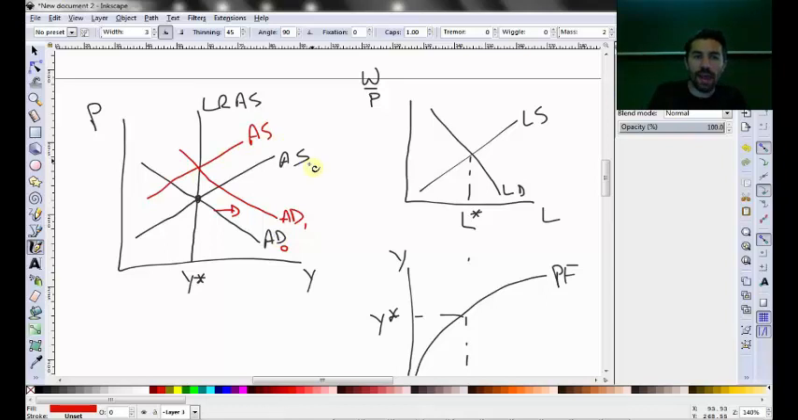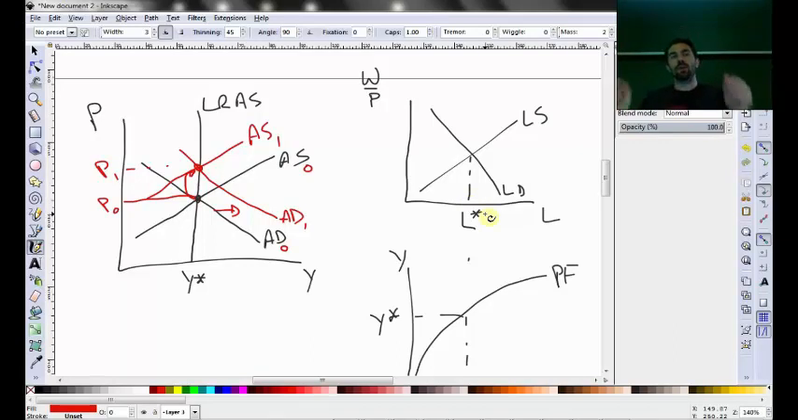We move from AS0 to AS1. And we just go from price level P0 to price level P1. And we don't change our output levels. There was an increase in aggregate demand, but there was a decrease in aggregate supply, and our output stays the same. Our production stays the same. Our employment stays the same. Cool.